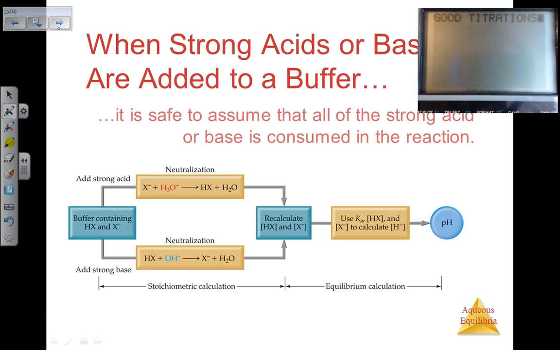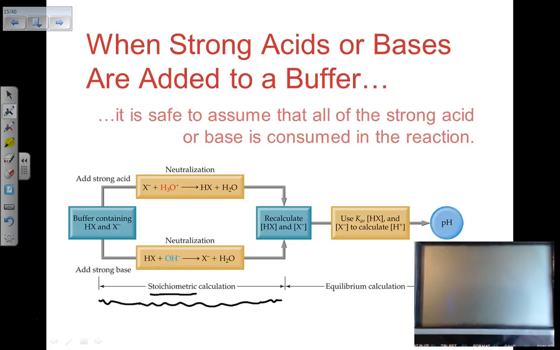In all cases, there are two parts to this sort of problem, what I call a titration problem. The first part is the stoichiometry, or the stoichiometric calculation. The stoichiometry is when the strong component reacts with the buffer. We call that the neutralization step.